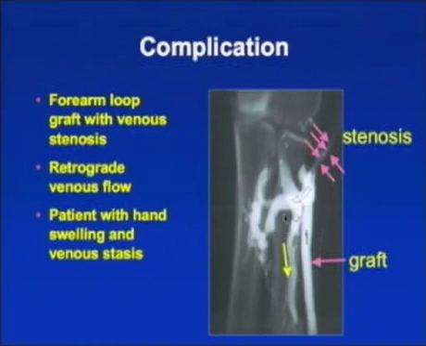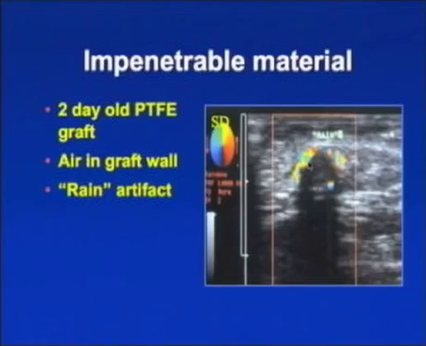So in addition to evaluating, particularly on these patients with the outflow stenosis, this patient also had a problem with the brachial artery just distal to the anastomosis. Now, one other artifact of ultrasound is that some material is impenetrable. This is a 2-day-old Gore-Tex graft or PTFE graft in which there's still air within the wall of the graft. After these mature for a while, this air goes away, and then it's penetrable by the ultrasound systems. But initially, when these grafts are installed, often we see this artifact.